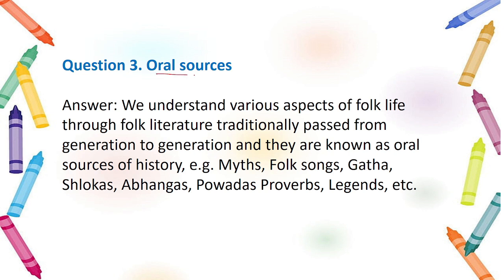Next, third question is oral sources. Again, this asks for 2 marks. Answer: we understand various aspects of folk life through folk literature traditionally passed from generation to generation, and they are known as the oral sources of history. Examples: myths, folk songs, gatha, shlokas, abhangas, povadas, proverbs and legends, etc. Okay, so this question is complete.